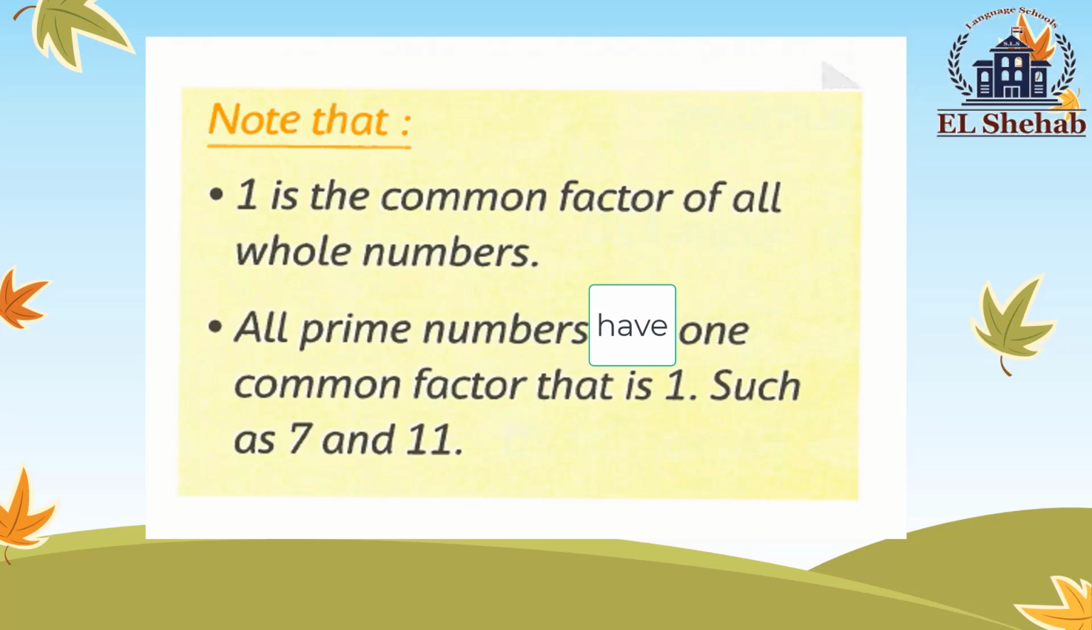Note that 1 is the common factor of all whole numbers. As you notice, whenever we list the factors, 1 is the first factor. All prime numbers have a common factor that is 1, such as 7 and 11. What are the factors of 7? Factors of 7 are 1 and 7. Factors of 11 are 1 and 11. So the common here is only 1, as 7 and 11 are prime.